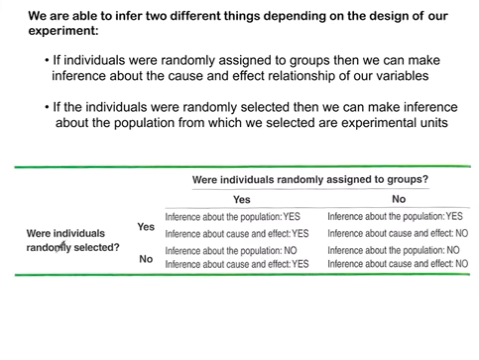If individuals were randomly selected to participate, but not randomly assigned to groups, then we can make an inference about the population, but not about cause and effect. And if individuals were not randomly selected to participate, and they were also not randomly assigned to groups, then we cannot make an inference about population or cause and effect. So this is a great table for you to refer back to anytime that you have questions about inference, about population, or about cause and effect. So this is a wonderful thing for you to be using as you are studying for your Chapter 4 test.